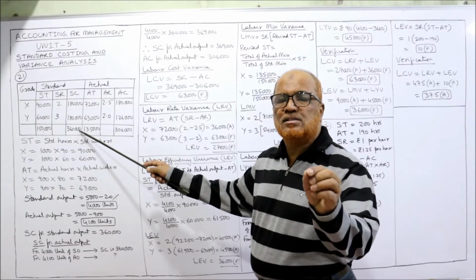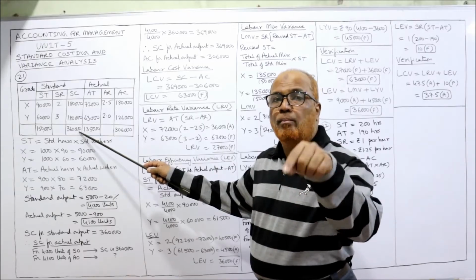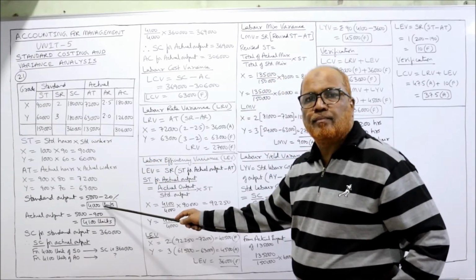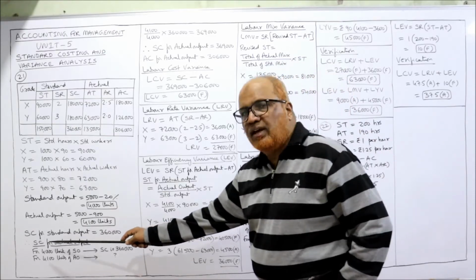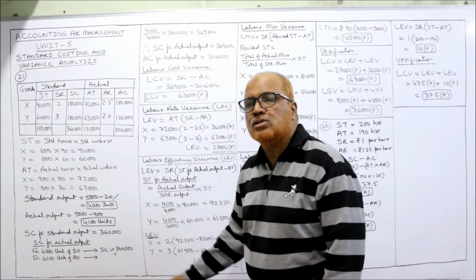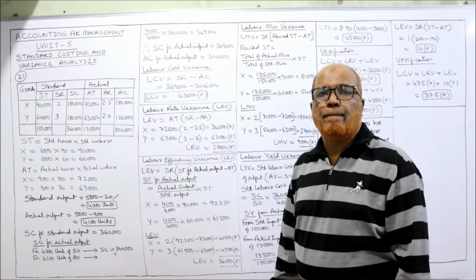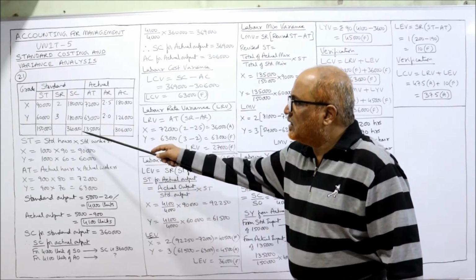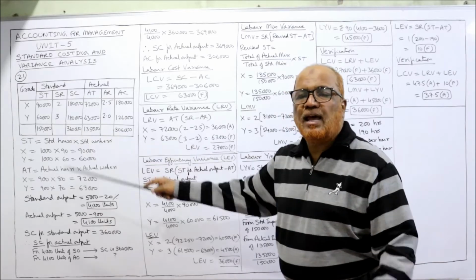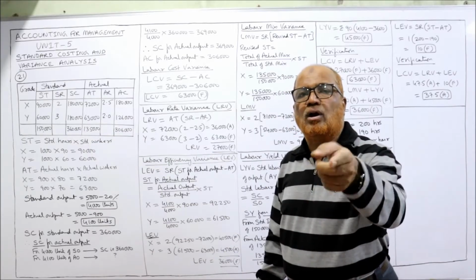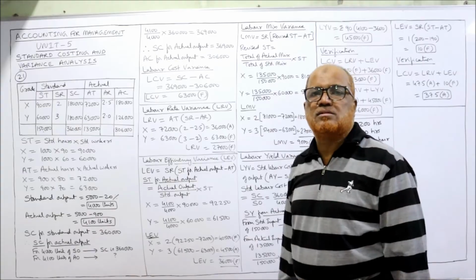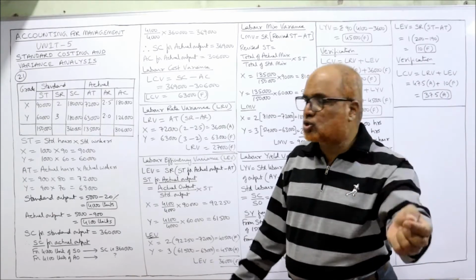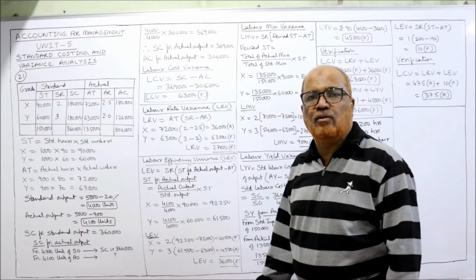3,60,000 is the standard cost for making a standard output of 4,000 units. But we need the standard cost for actual output. How much is the actual output here? 4,100. We cannot take this 3,60,000. This 3,60,000 is the standard cost for making 4,000 units. But we need the standard cost for making actual output of 4,100 units.